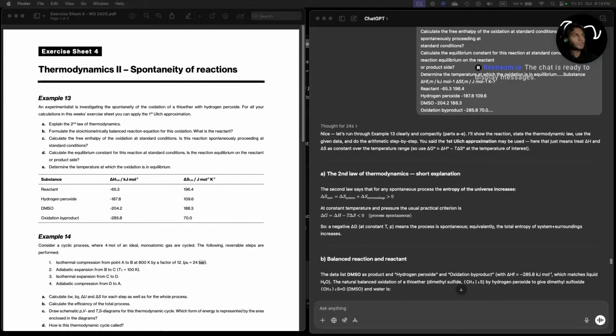Second law of thermodynamics. What does it say? The second law of thermodynamics states that for any spontaneous process, the entropy of the universe increases somehow. I don't know. But entropy of universe equals entropy of system plus entropy of surroundings, giving a value greater than 1. Yep. Let's do it.